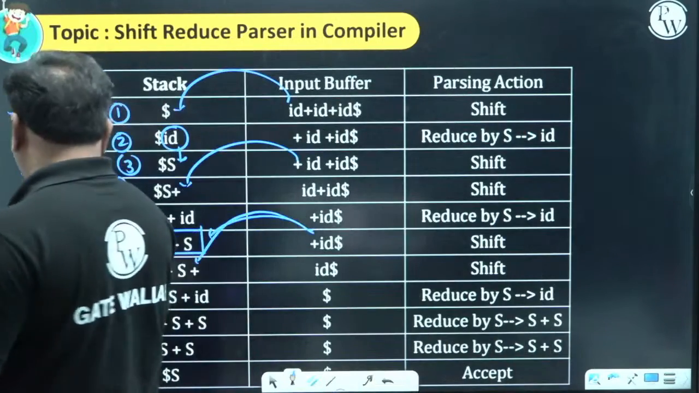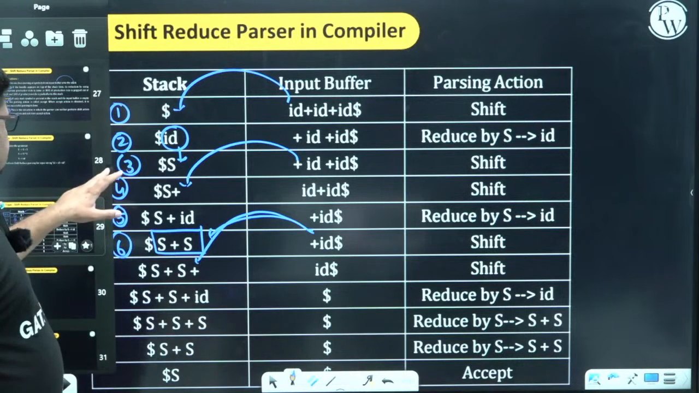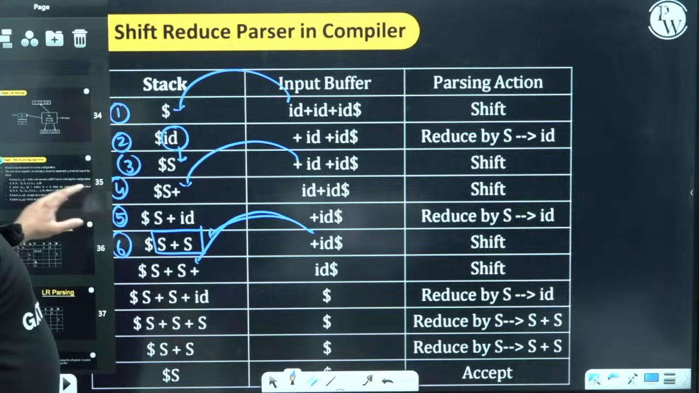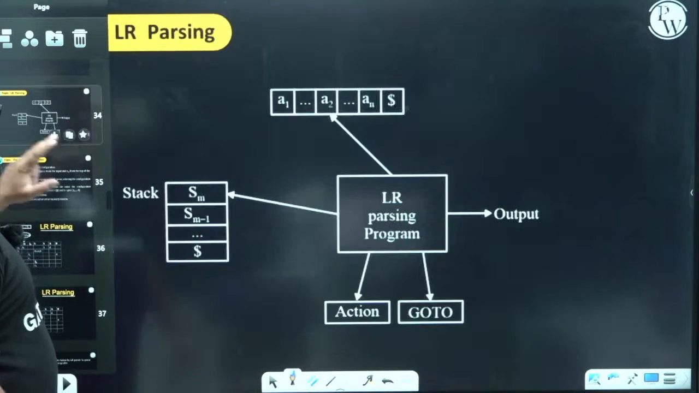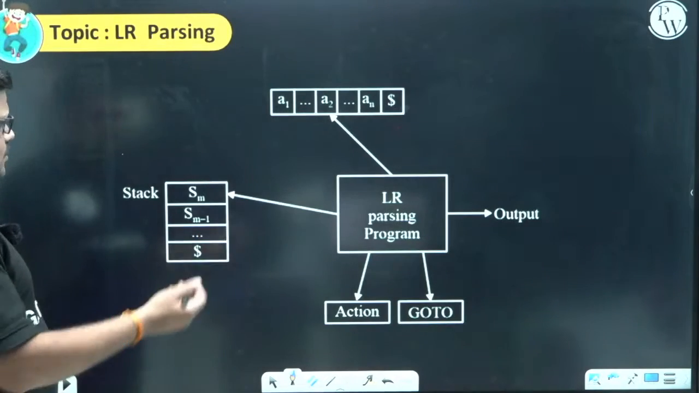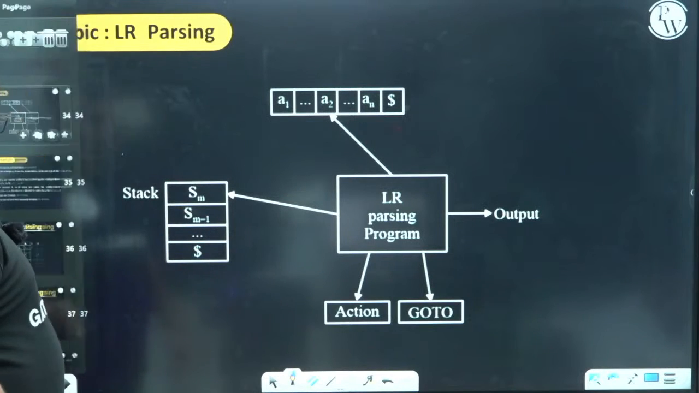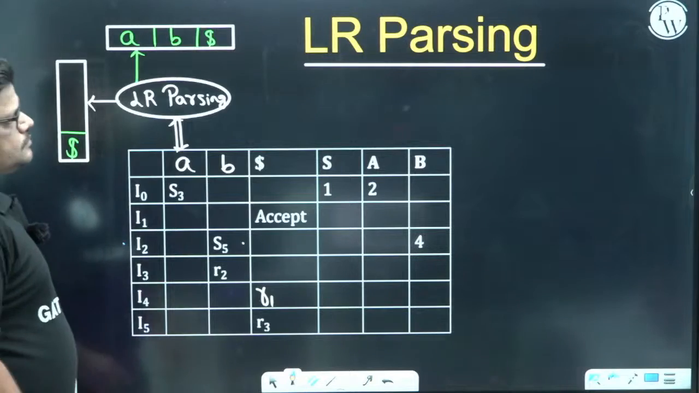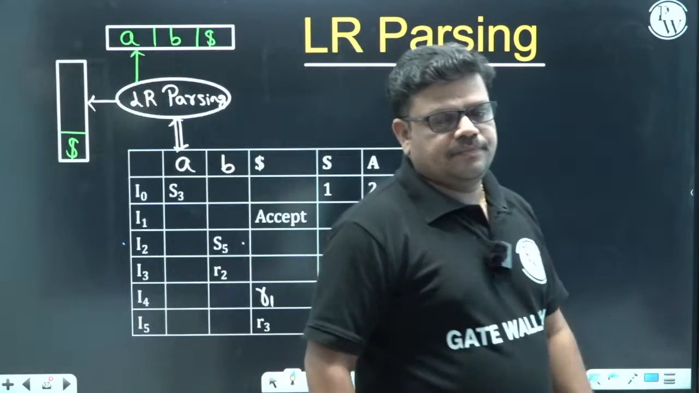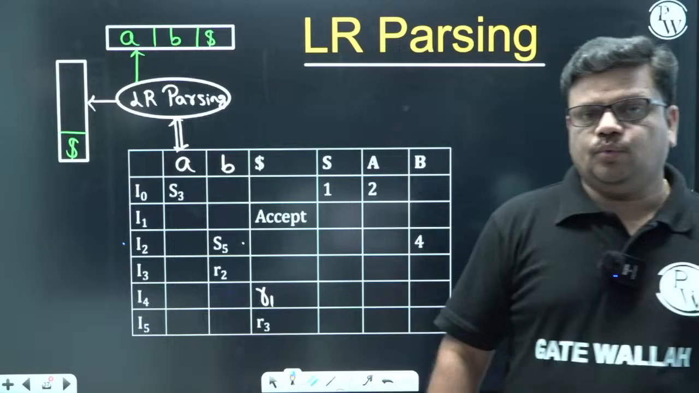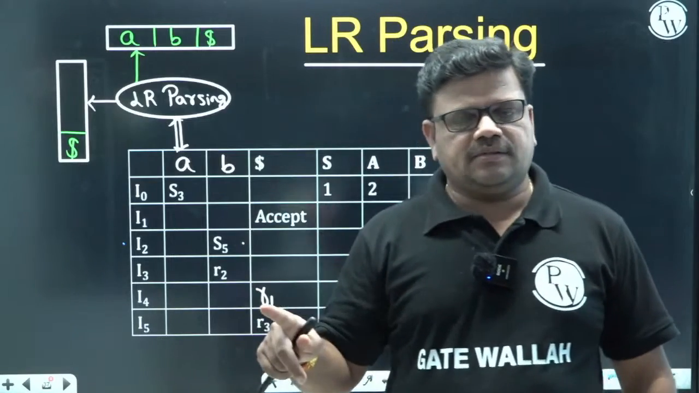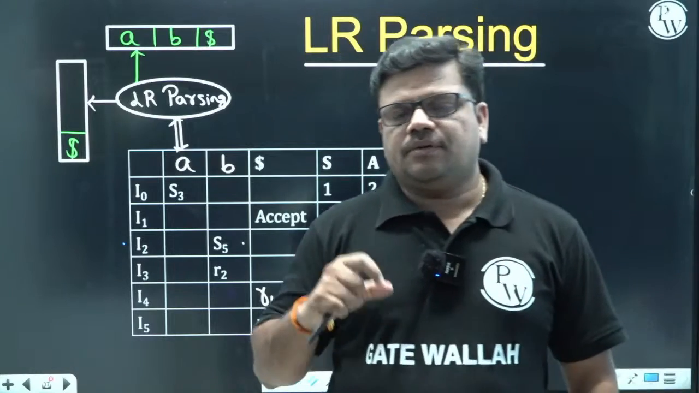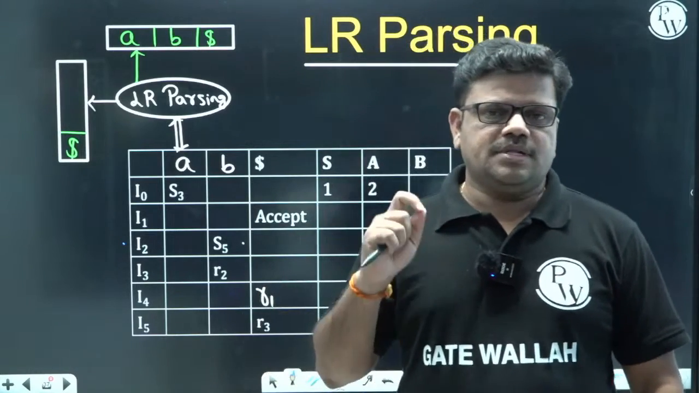So how does this LR parser look? In bottom up parsing we have two things. This is the normal structure of an LR parser. In bottom up parsing, we have two algorithms: one is LR parsing, the other is operator precedence parsing. So in today's class, we are discussing LR parsing.